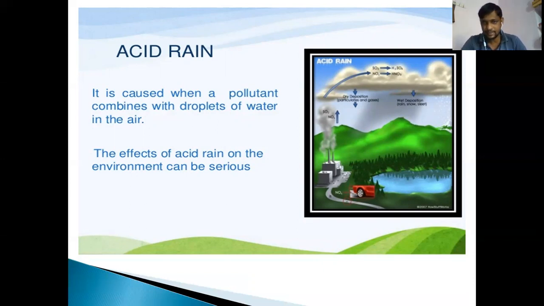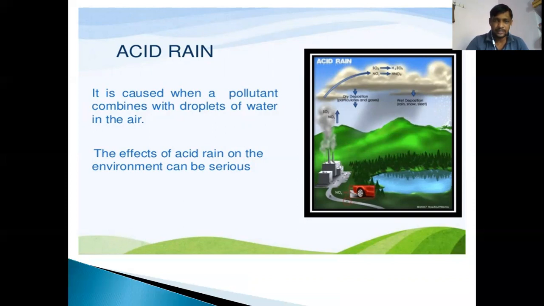So this acid rain will destroy the monuments or statues, everything. For example, I'm taking the Taj Mahal. If you see 100 years back, the Taj Mahal was pure white in color. Now it has changed to pale yellow color because of this acid rain.